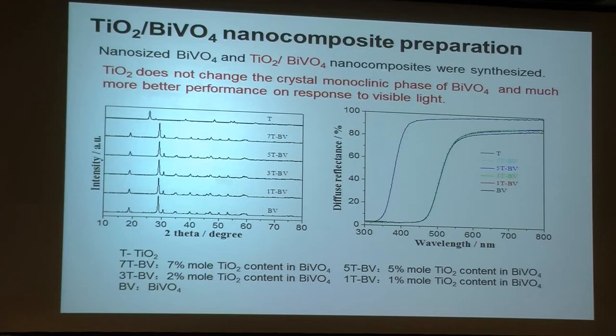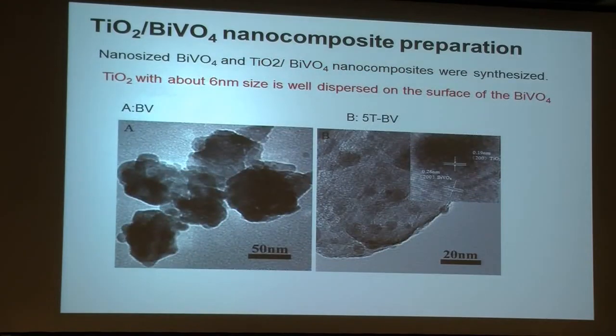We prepared this kind of material, and we can see that the structure is still the same as bismuth vanadate. That means titanium dioxide didn't change the crystal structure, but the response to light moved to the visible part already. From the TEM pictures, we can find titanium dioxide of 6 nanometers well dispersed on the surface of the bismuth vanadate.